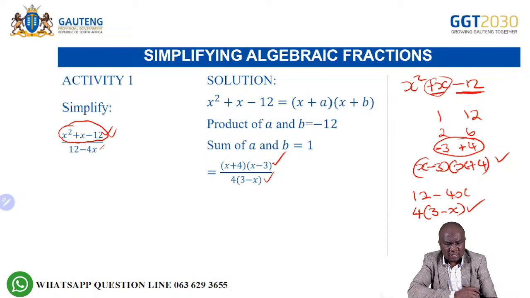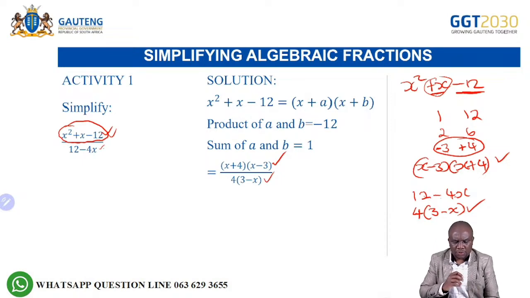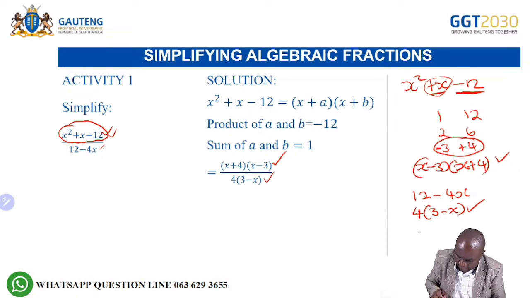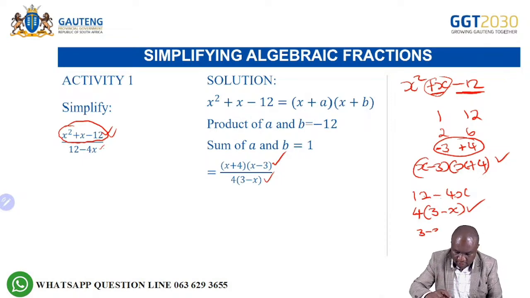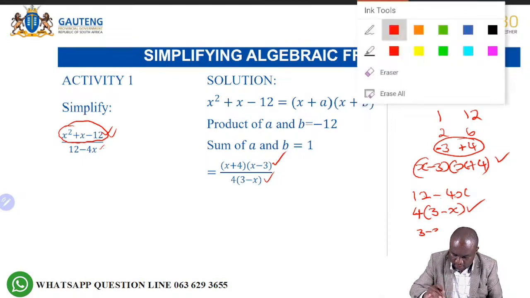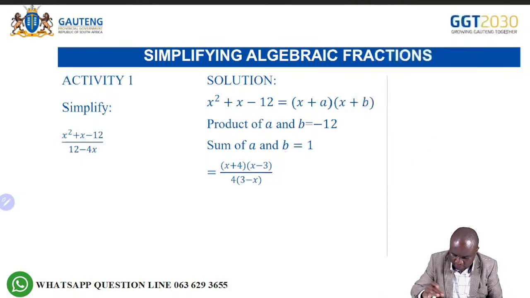Is x minus 3 equal to 3 minus x? We discussed this in our previous lessons. X minus 3 and 3 minus x, what do we do? They are not the same. So what we do, we factor out the negative 1. We factor out negative 1. So 3 minus x, yeah, maybe you cannot see. Let me just try. Let me clear the ink, and then we start afresh.